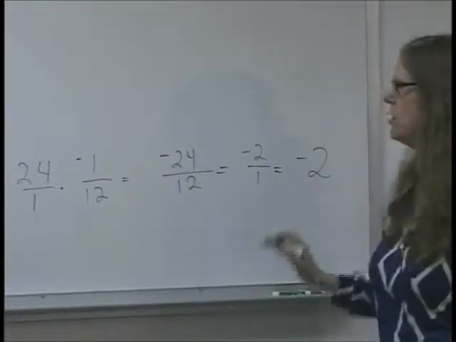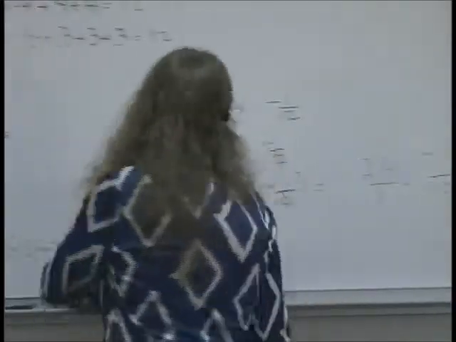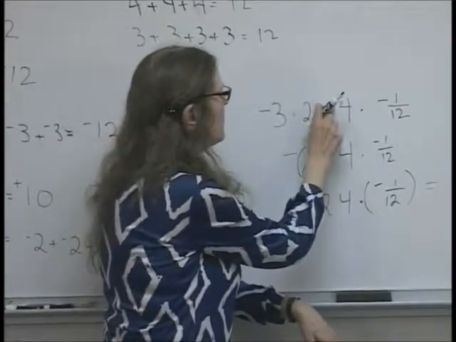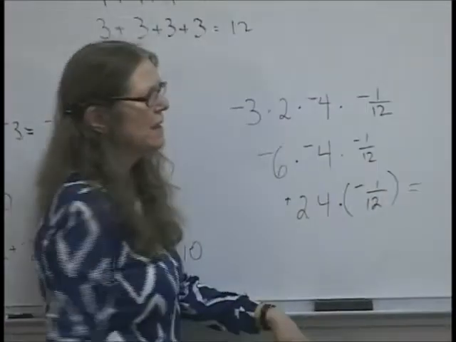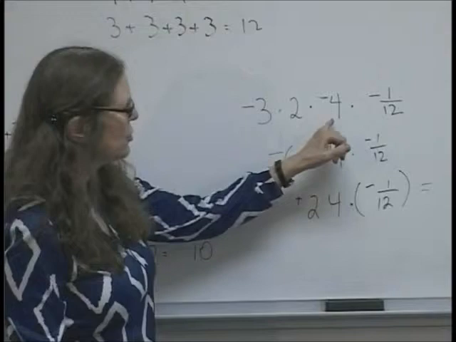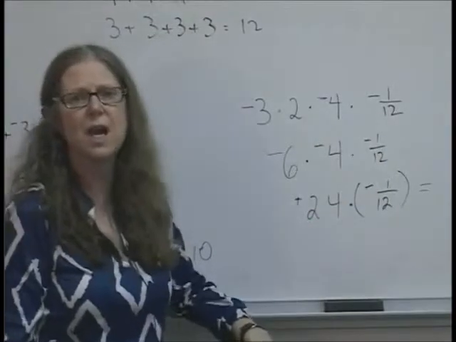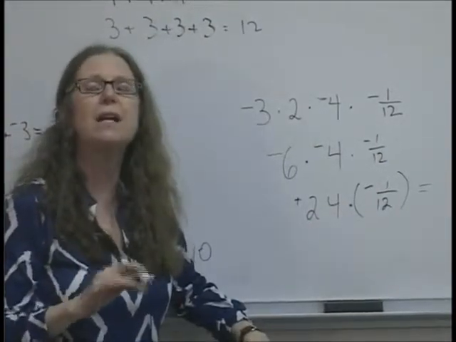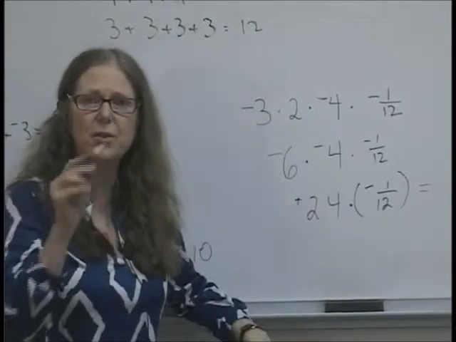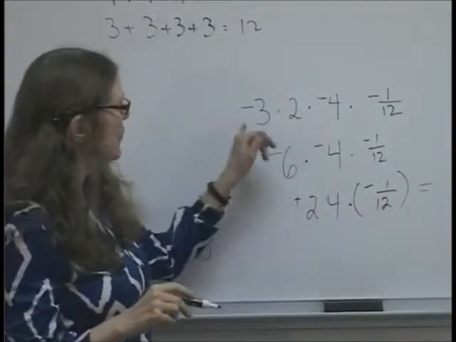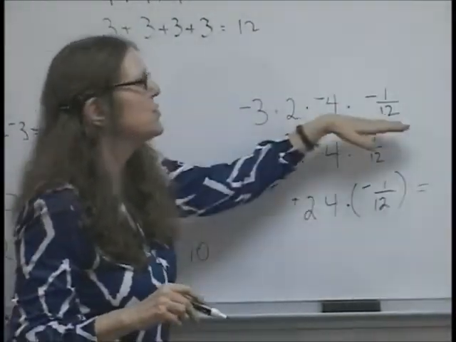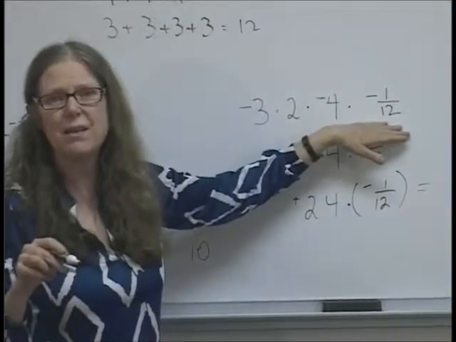Okay? Now I want to show you something. How many negative signs did we have? Our answer turned out to be a negative. We had 1, 2, 3 negative signs. When you multiply two negatives times each other, it's a positive. If you're multiplying a bunch of numbers and there's 3 negatives, it's a negative.